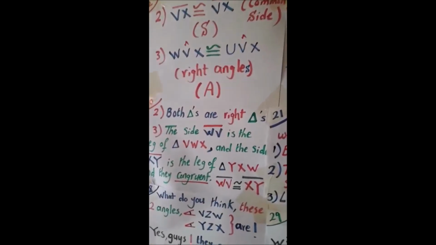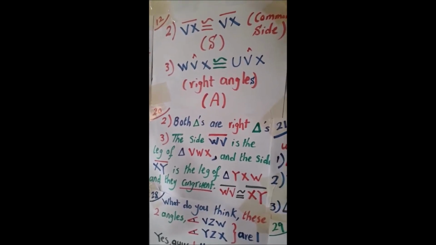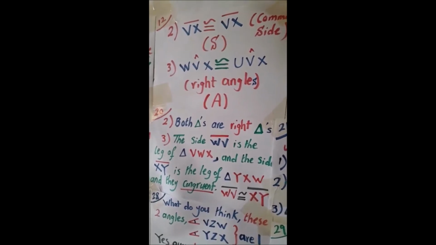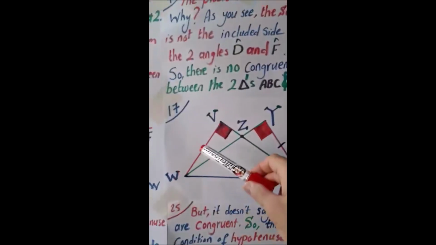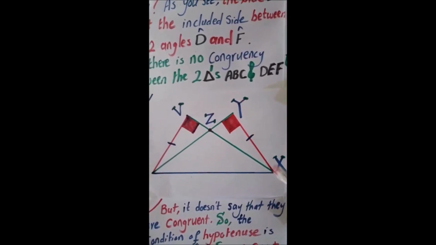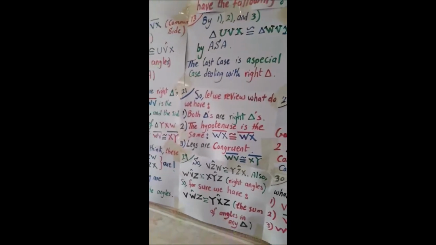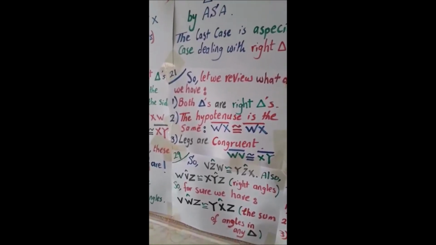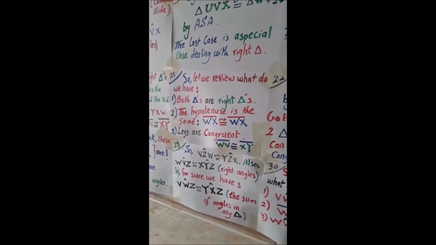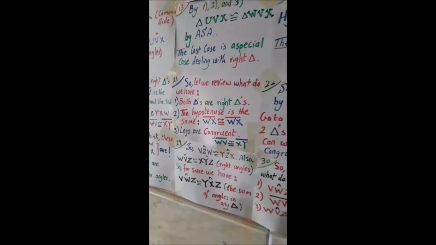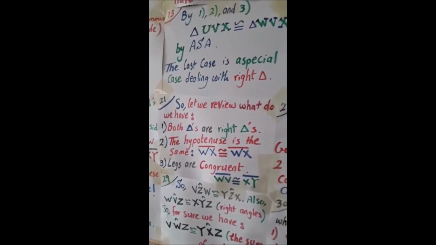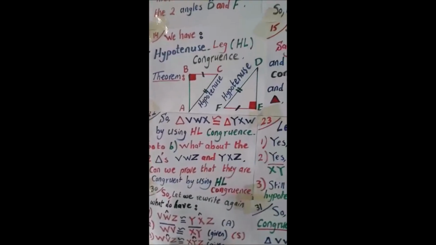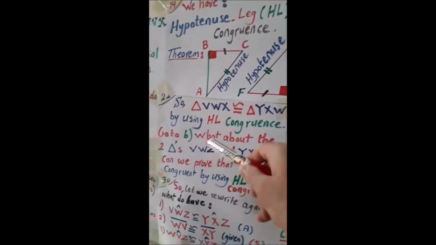Number 2, the side WV is the leg of triangle VWX, and the side XY is the leg of triangle YXW. WV and XY, as we say, these are the legs and they are congruent. So let me review what we have. Number 1, both triangles are right triangles. 2, the hypotenuse is the same, WX congruent to WX is the common side, and legs also are congruent, WV congruent to XY. So we have HL congruence. These two triangles are congruent by using HL, hypotenuse leg congruence.